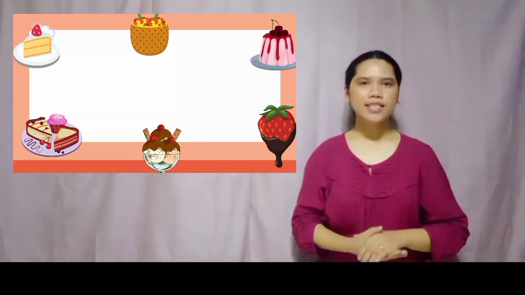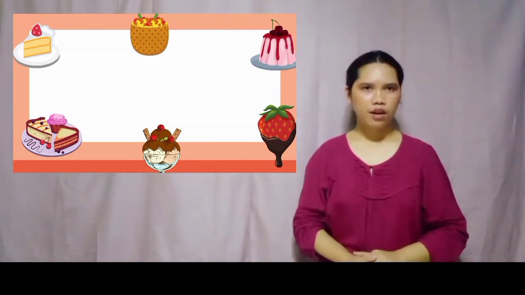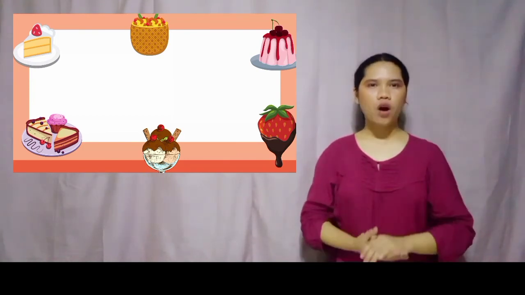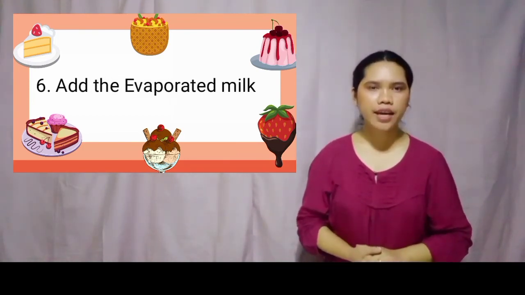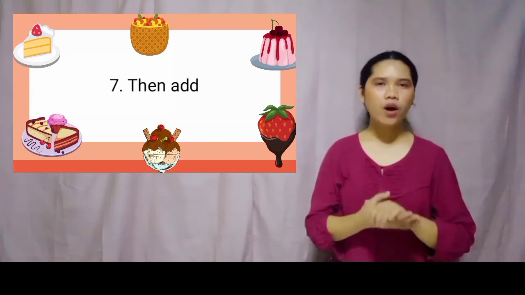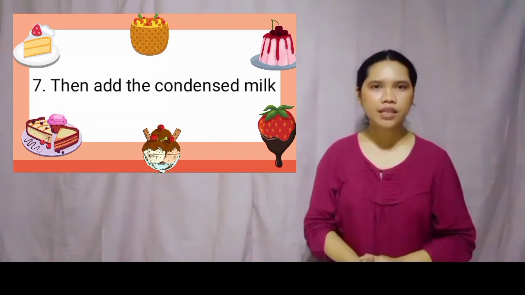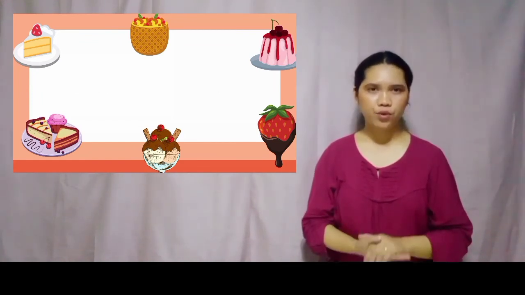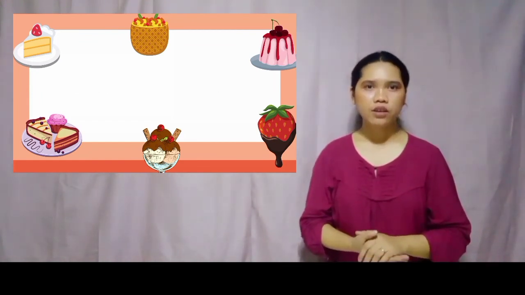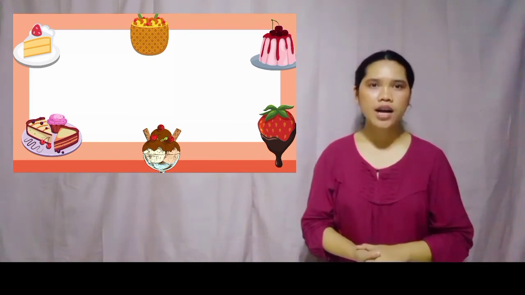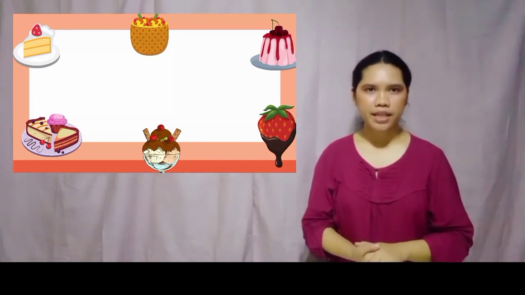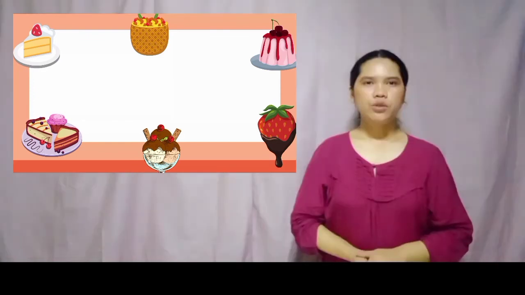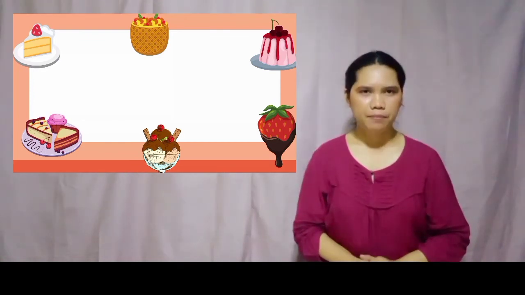What is the sixth step? Okay, Russell. Okay, so you have to add the evaporated milk. You have to add the condensed milk as sweetener. Okay, so if you want it sweeter, you have to add more condensed milk aside from your sugar. Okay, so what is the eighth step?